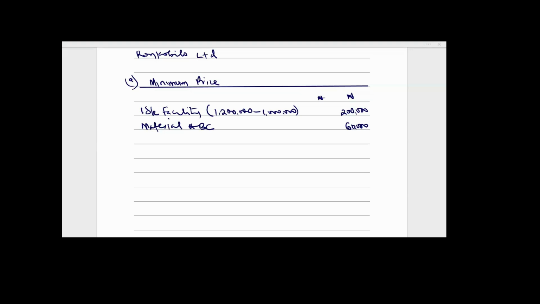Did you say irrelevant or relevant? Relevant. Okay. Because the casual workers are those workers that will be directly involved in production of the special order. So this 8,000 naira is relevant and you have to consider it.